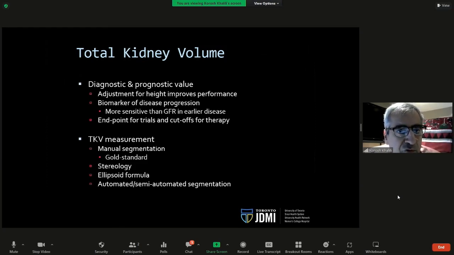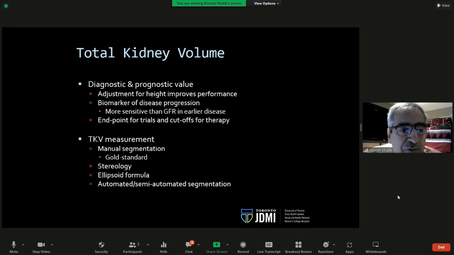Okay, so why do we want to know the total kidney volume? Studies have found that the total kidney volume is a biomarker of disease progression. I'm sure you've heard this already this morning. It's a biomarker of disease progression. So the total kidney volume doesn't tell us how bad the kidney function is today necessarily, but it will give us a good sense of how that kidney is going to function down the line, a number of years down the line.